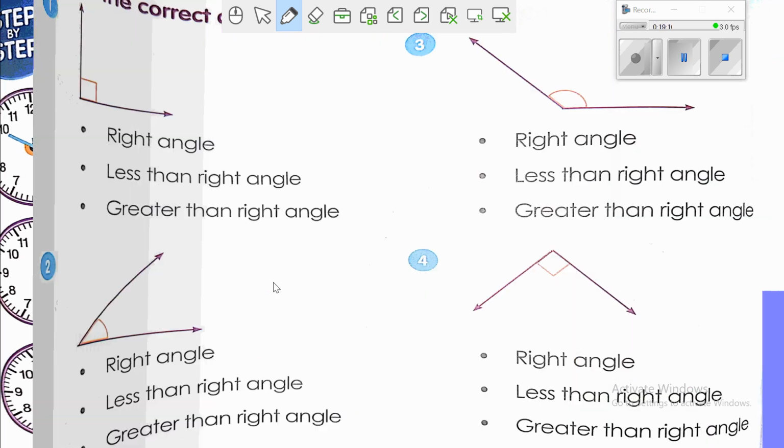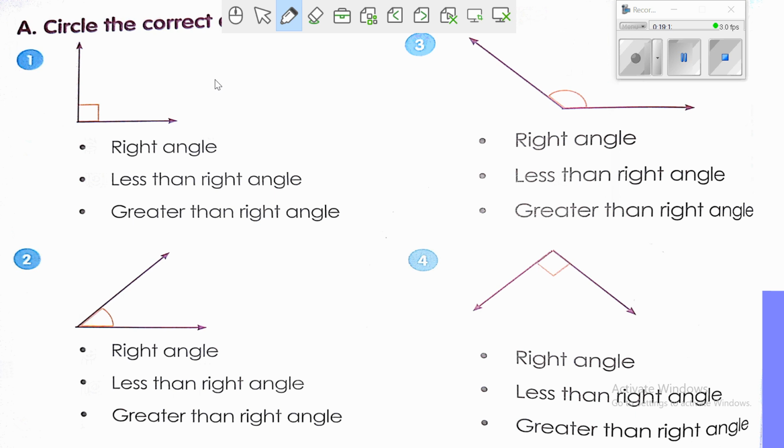Now circle the correct answer. What do you call this one? Right, less than, greater than? Perfect, it's right. Here is right, less or greater. Here is the right. So this is less or greater. Perfect, less. What about this one?